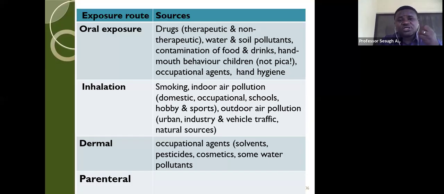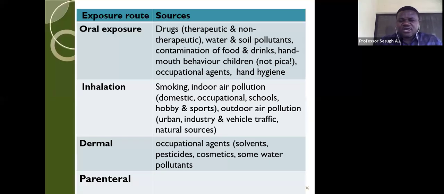Thank you. Exposure route sources, oral exposure: water, soil pollutants, contamination of food. When you eat any food that is contaminated with any chemical, or you drink water that is contaminated, through the mouth, or by hand-to-mouth behavior of children, that is oral, or hand hygiene. Maybe some of you are very fond of putting your hand in your mouth, so that is oral. Inhalation is through smoking, indoor air pollution, and so on.